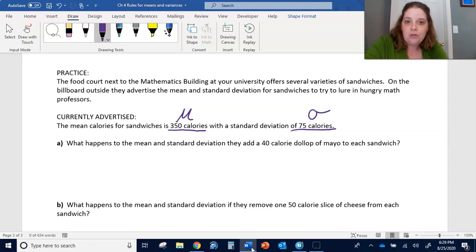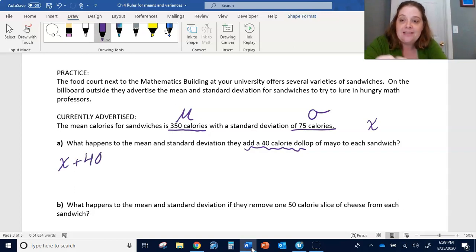What happens to the mean and standard deviation if they add a 40-calorie dollop of mayo to each sandwich? Okay, so if you think about your sandwiches being sort of an X here, they're going to add a 40-calorie dollop. That means that we're going to have an X plus 40. So our data set is going to be 40 calories more, everything. If I increase all my numbers by 40 calories, the mean is going to change predictably. It's going to move, but that standard deviation is going to stay the same.